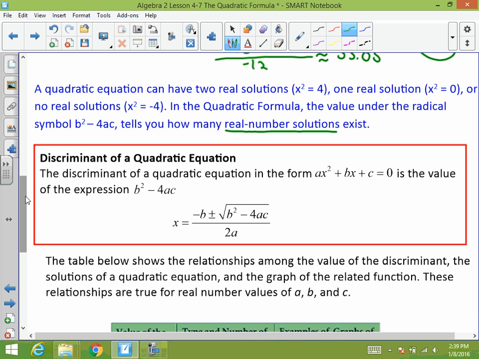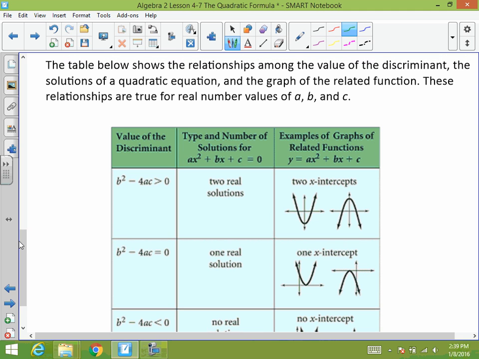The discriminant of a quadratic equation in the form ax squared plus bx plus c equals 0 is the value of b squared minus 4ac. Just what's underneath the square root, just the b squared minus 4ac. You don't even have to take the square root of it. If you look at the table below that I have printed out in your notes, it shows the relationship among the values of the discriminant, the solutions of a quadratic equation, and the graph of the related function.